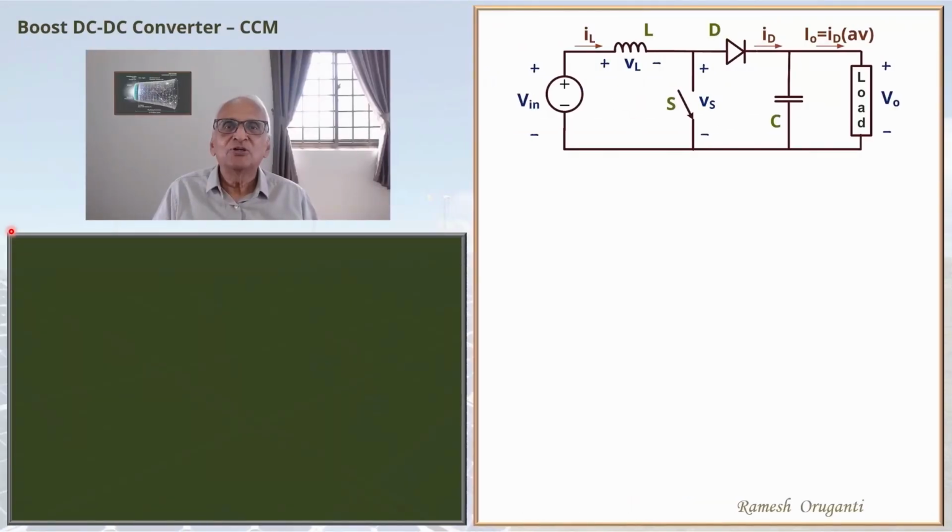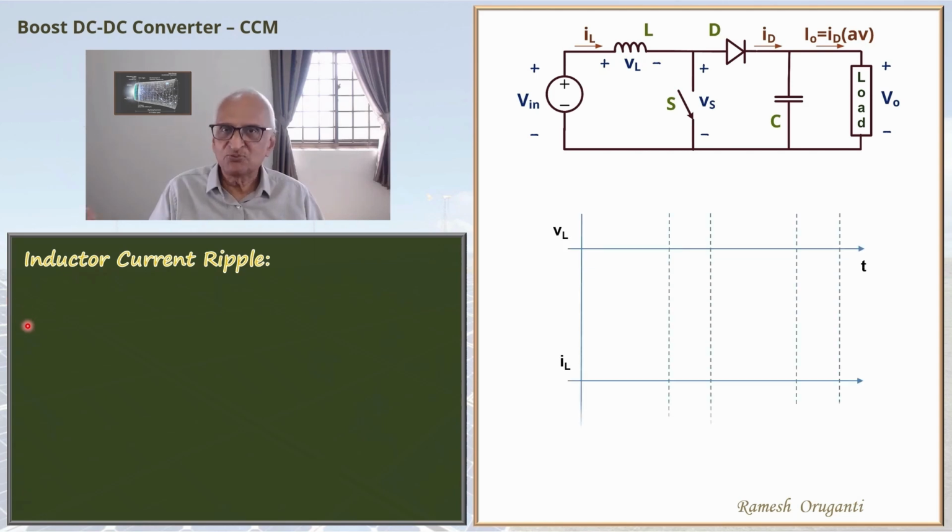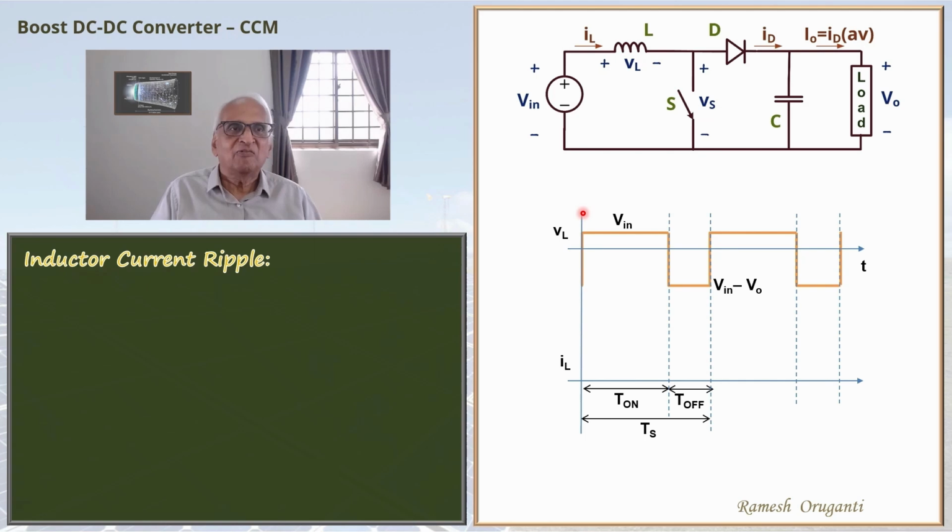Lastly, in this video, we are going to derive a simple equation for the ripple in the inductor current. Inductor current ripple is an important parameter in the design of the converter. I'm reproducing the VL and IL waveforms which we saw earlier. When the switch is on, the inductor voltage is V in, and when the switch is off, the inductor current goes through the diode and flows to the output side, and the inductor voltage will be V in minus V naught.